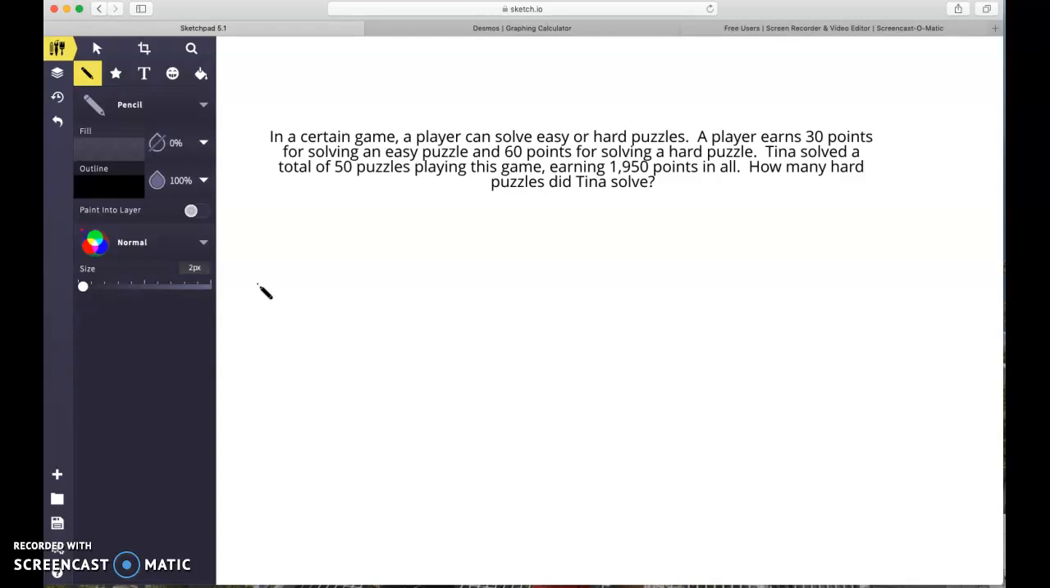So, this is a situation where we could use a system of equations to solve this problem. So we have to think about, what are they talking about here? Well, we have easy puzzles, and we have hard puzzles. Let's call those H.